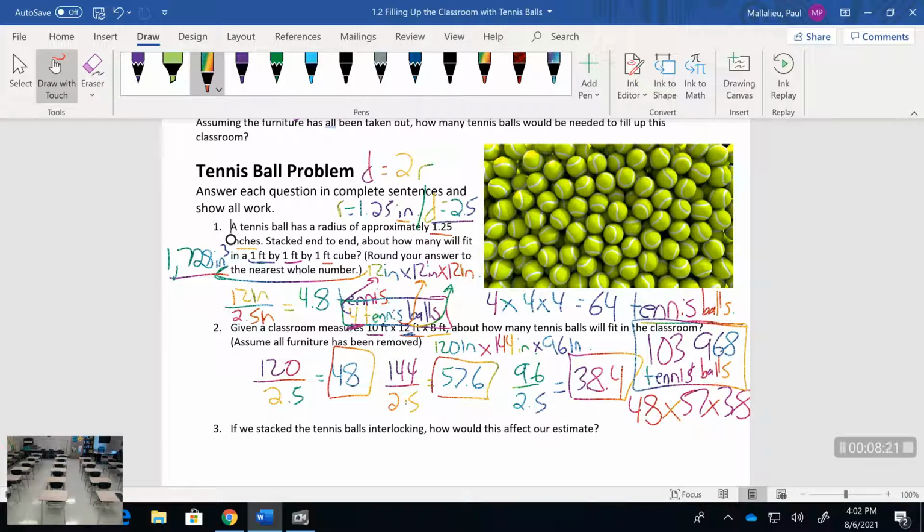All right, then the question is, if we stack the tennis balls interlocking, how would this affect our overall estimate? And when we look at that, if we were able to stack them, then it would have less empty space because they would be more interlocked, and that means for sure we'd be able to add more. So you could just say that it would increase our estimate overall.